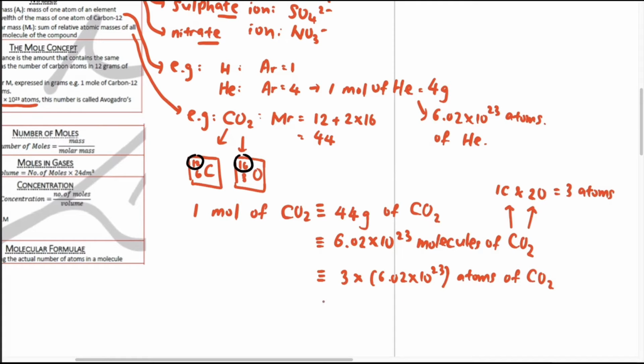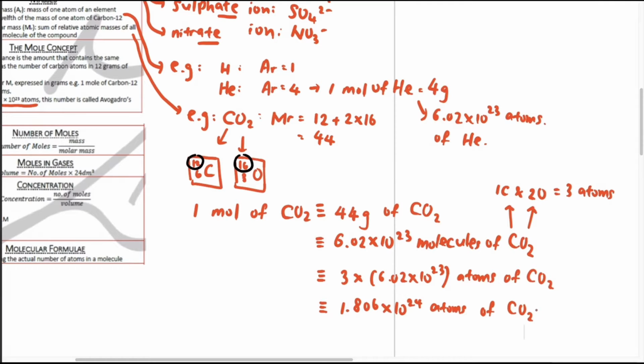Then how many atoms are here? We can just press the calculator to find out. So it is 3 times 6.02 times 10 to the power of 23. So we get 1.806 times 10 to the power of 24 atoms of carbon dioxide.